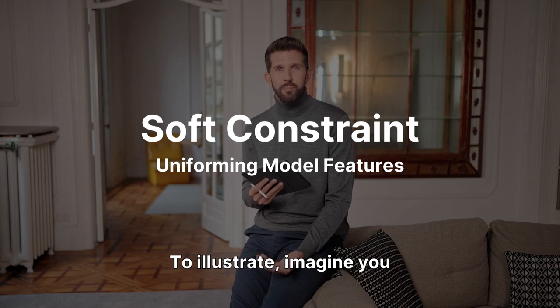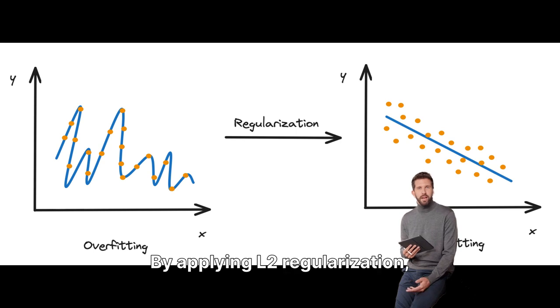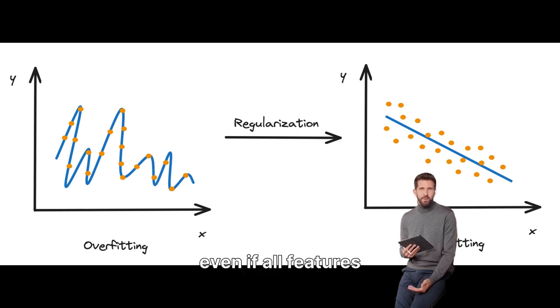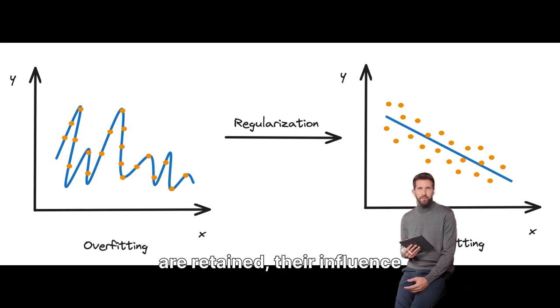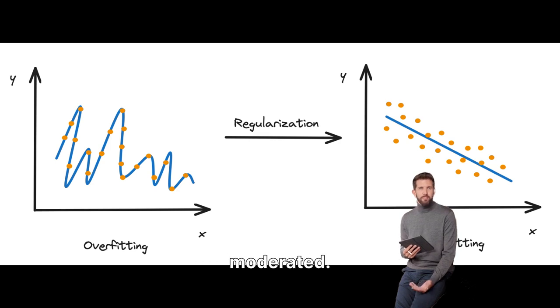To illustrate, imagine you have a model with a high number of features. By applying L2 regularization, even if all features are retained, their influence on the predictions is moderated. This can lead to a more balanced model that is less sensitive to fluctuations in the training data.